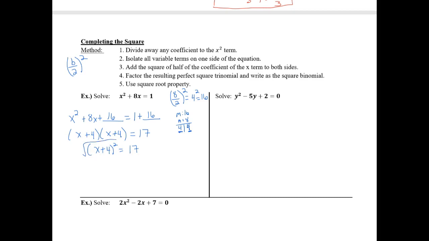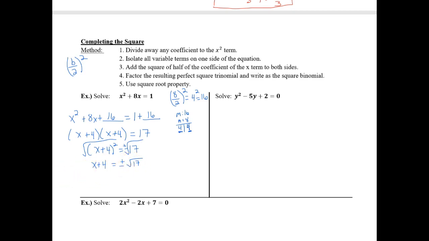We use the square root property, take the square root of both sides, don't forget our plus and minus. Square root of something squared is itself, and then we'll have plus or minus the square root of 17. That 17 is not factorable, it's not a perfect square, so we can't simplify that radical, but you should always be trying. If you can simplify, you should simplify.